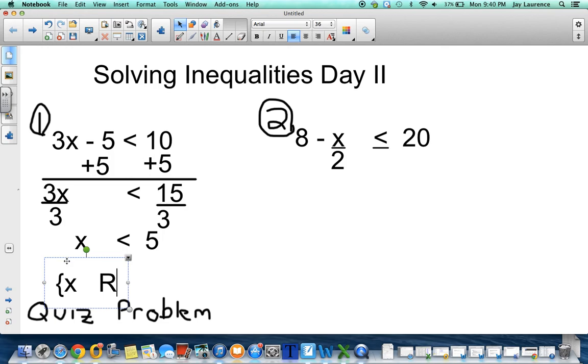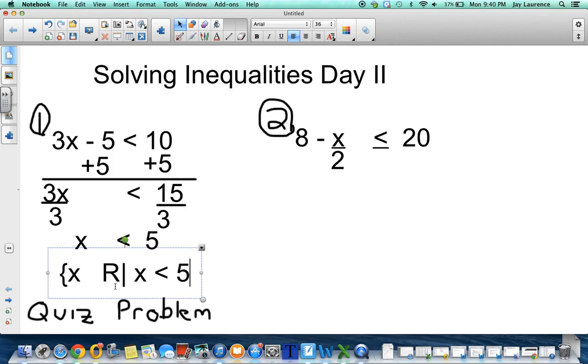So in other words, x is any number on the number line, and then you put this little vertical line in here. That little line is read as "such that," and then you repeat that x is less than 5. Okay, that is the solution set. That's how we say it in mathematics.